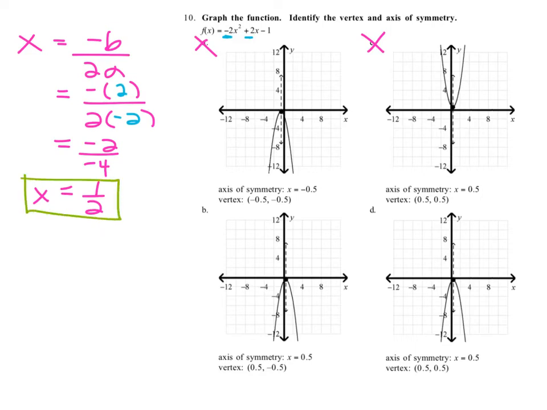All right. Well, what we can do now then is take the original equation and plug in 1/2 and see what we get. So this one's a little bit trickier because they're fractions, and I know that that's a little bit dicey for some of you, not super comfortable with fractions. F of x equals negative 2x squared plus 2x minus 1.